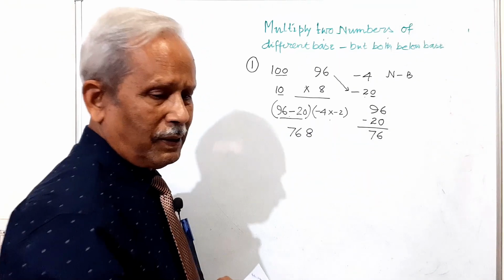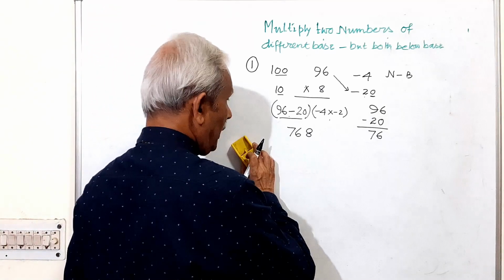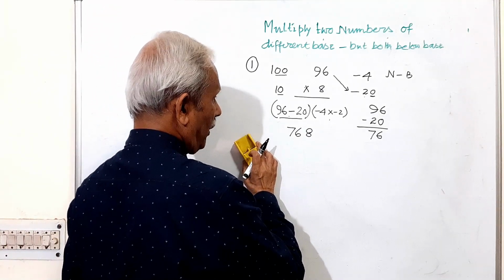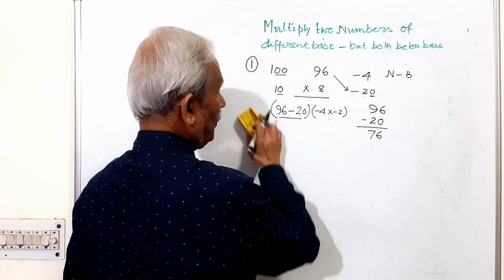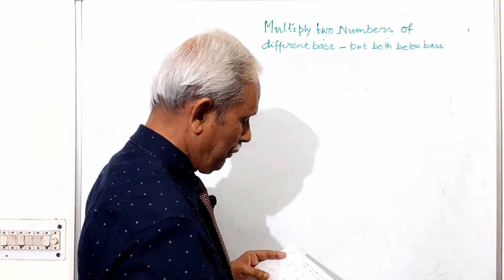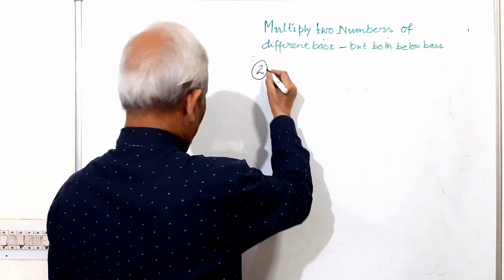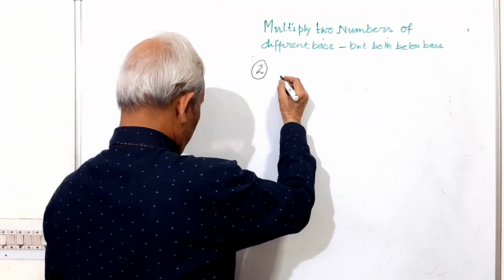I hope you have followed it. Things are very simple, you just have to follow carefully and with concentration, and you will be able to find it out. We'll do the next question so that you can clear your confusion, if any. Second question is 88 into 9.